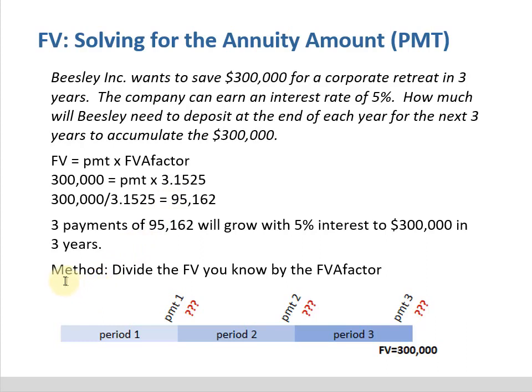In this case, we divided what we knew, and it was the future value of an annuity, by the factor for what we knew. We divided by the future value of an annuity factor.